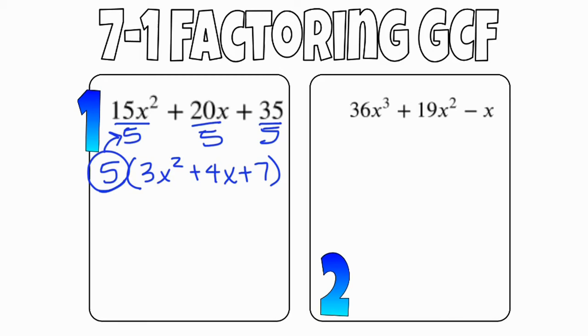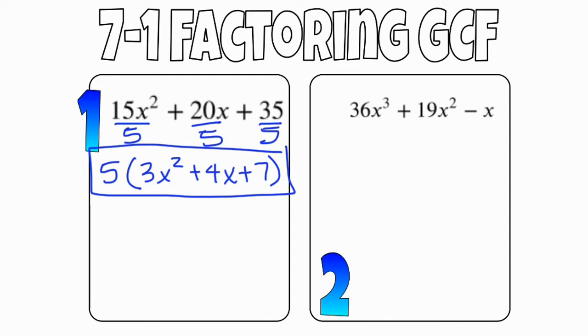So when I would go to distribute, I would distribute the 5 here, here, and here by multiplying. So to find the greatest common factor and to factor that out, I'm going to do the opposite of multiplying, which is going to divide. So I'd have 5 times 3x squared plus 4x plus 7.